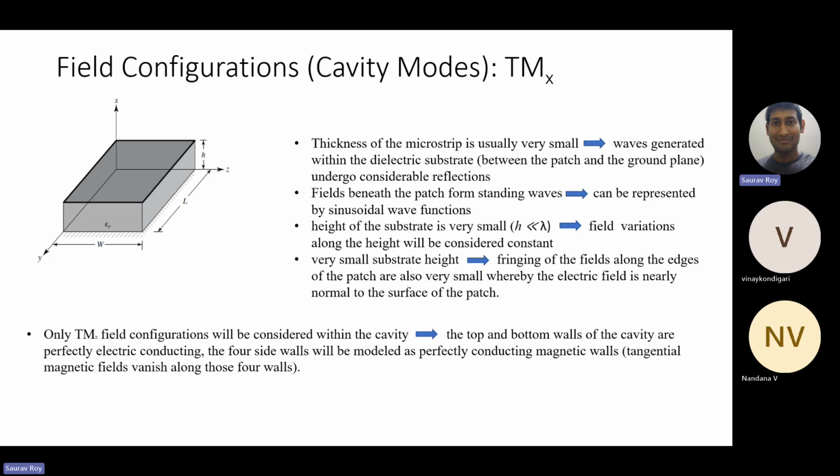Is this understandable? Do you understand this nomenclature TMx? It is different from the normal mode nomenclature, right? There we call TE or TM with respect to the direction of propagation. But here you see all the fields are confined within this cavity, right? There is no such propagation. So that's why it is described in terms of the x, y, or z direction. So TMx means TM mode with respect to the x direction. Is this TMx nomenclature clear?